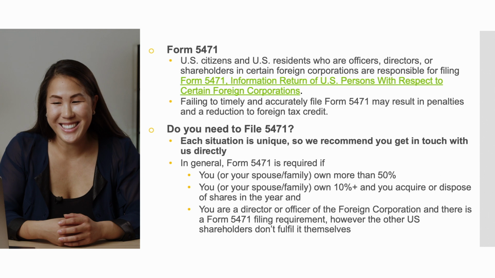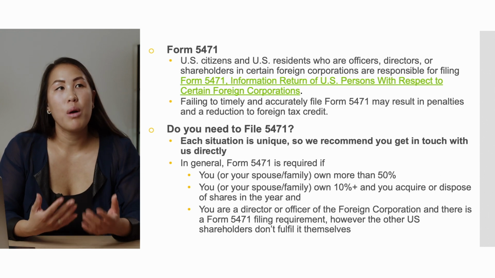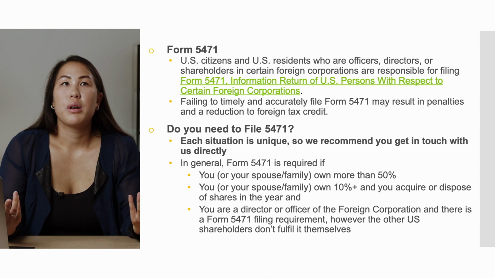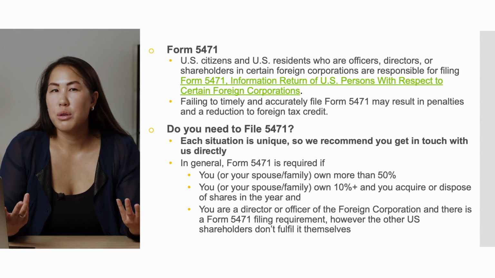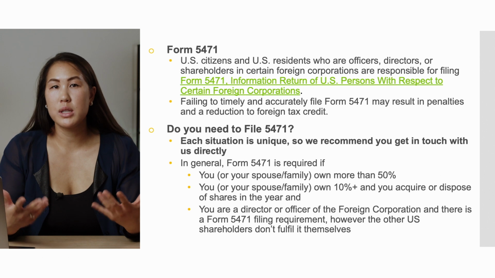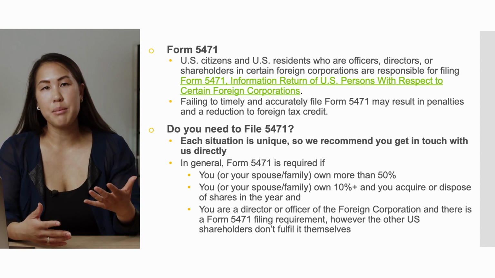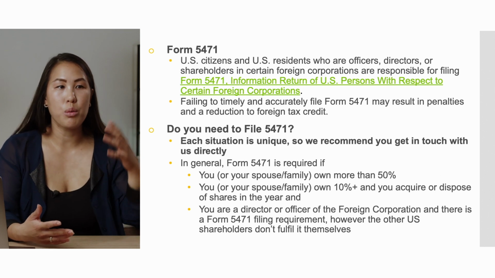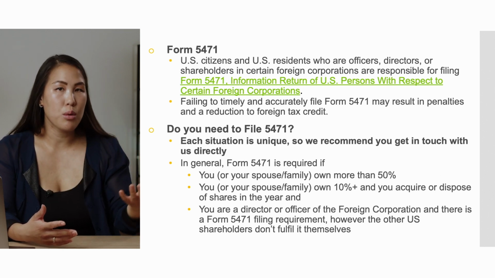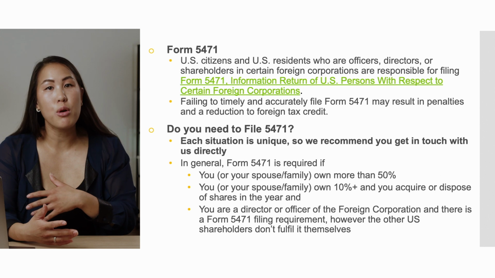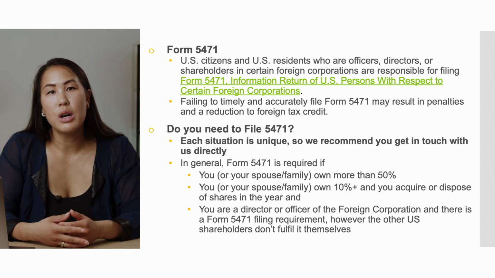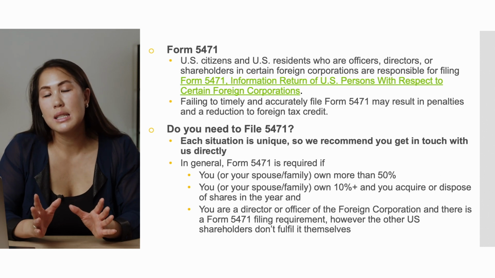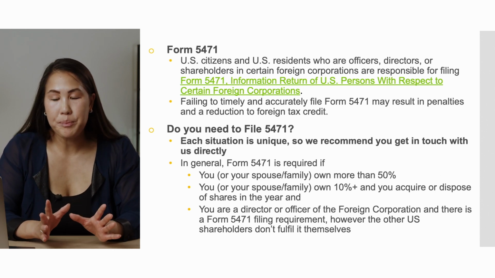The third instance is basically what we call a, what do I call this? Kind of a transitional year, or basically a year where something happens. So if you owned over 10%, and in that year there's a change in shareholding, whether you acquire more shares, someone else acquires more shares, and/or shares are disposed of, you may also need to file this form. So those are the 3 general instances where you would have to file the form.